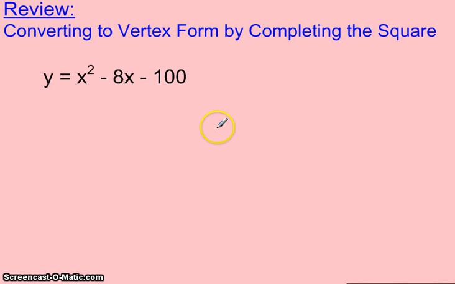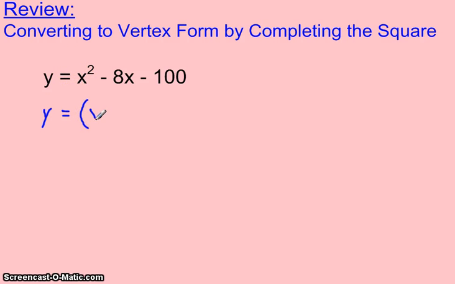Alright, so let's do a review one. We're going to convert this quadratic function, which is in general form, into the vertex form by completing the square. And this is just like what we did in class. What we're going to do is rewrite this. And you notice that the a is 1. There's no number in front of the x squared, so we know it's 1.